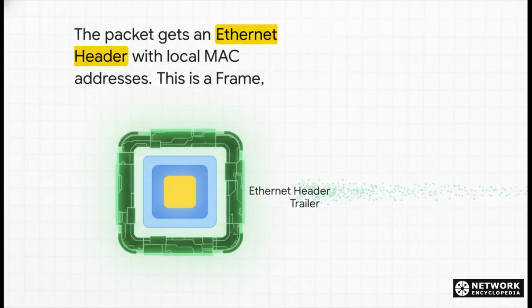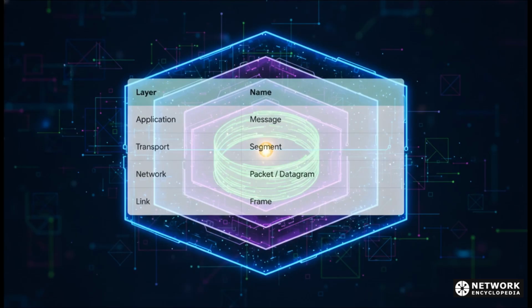Just get this package from this specific house to the post office at the end of the block. It uses MAC addresses, which are only for this one immediate local hop. And now it's a frame, all bundled up and ready to be turned into electrical signals on a wire. And this table here just perfectly sums it up.